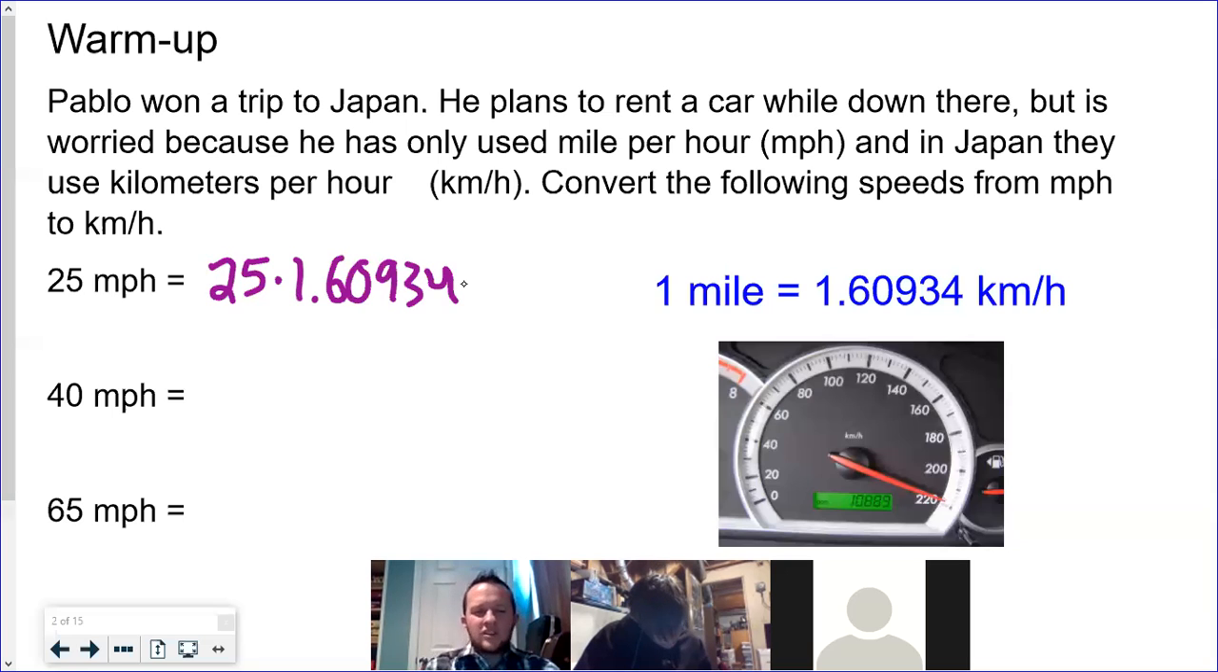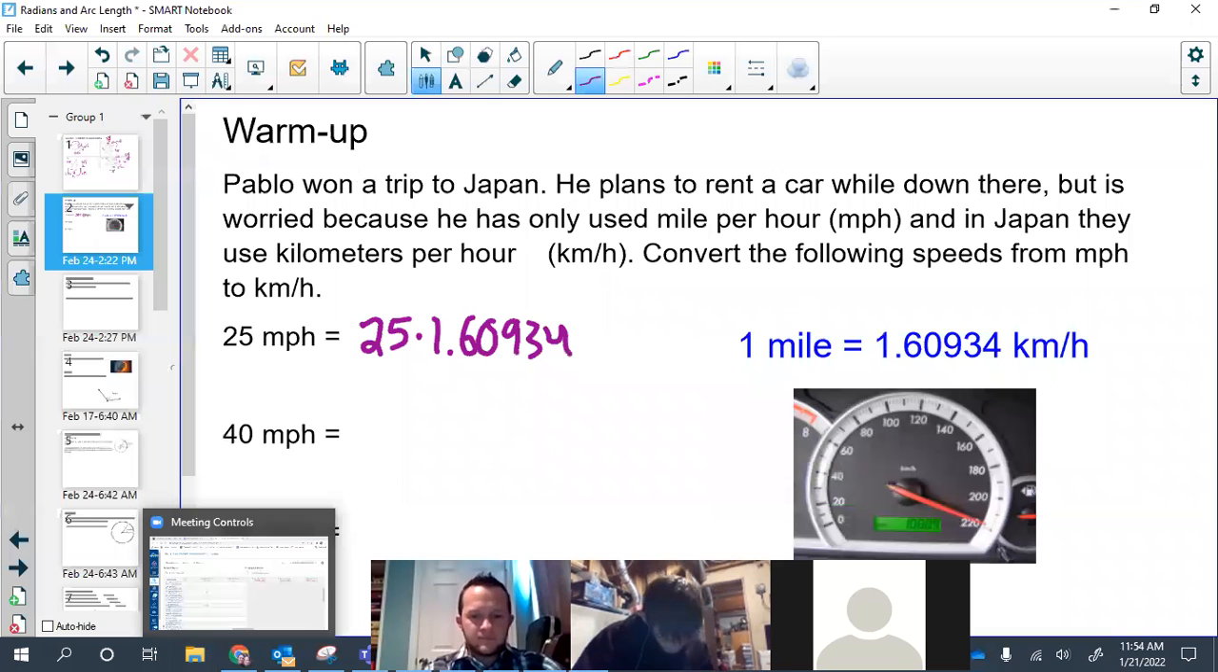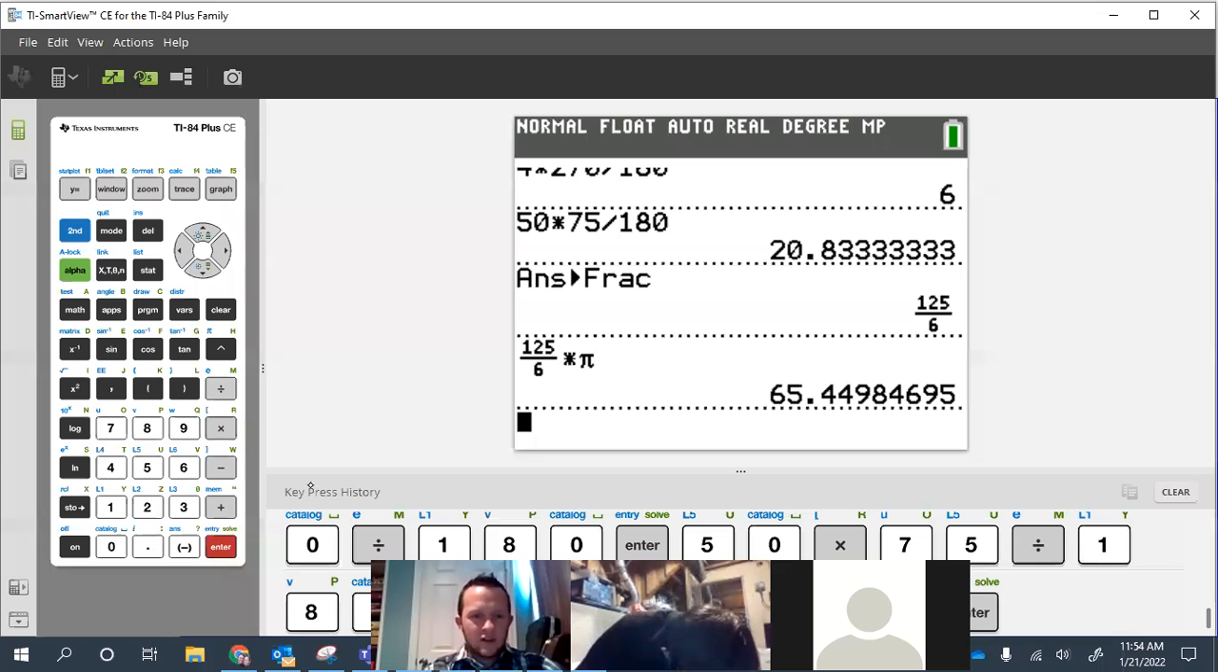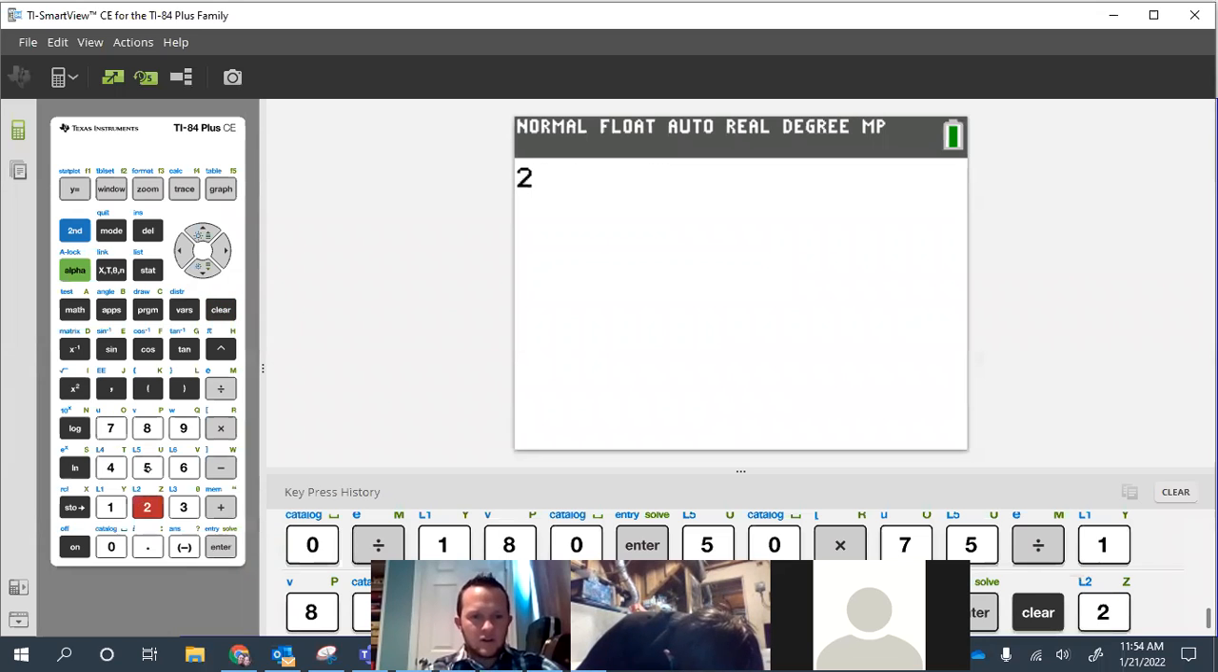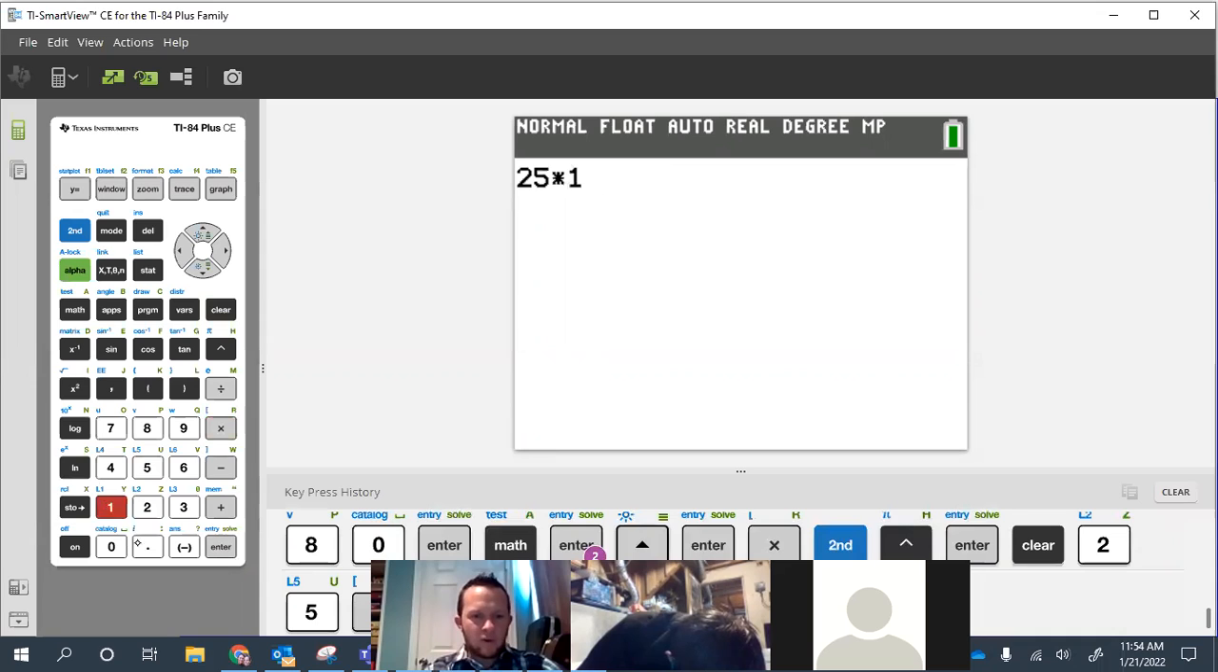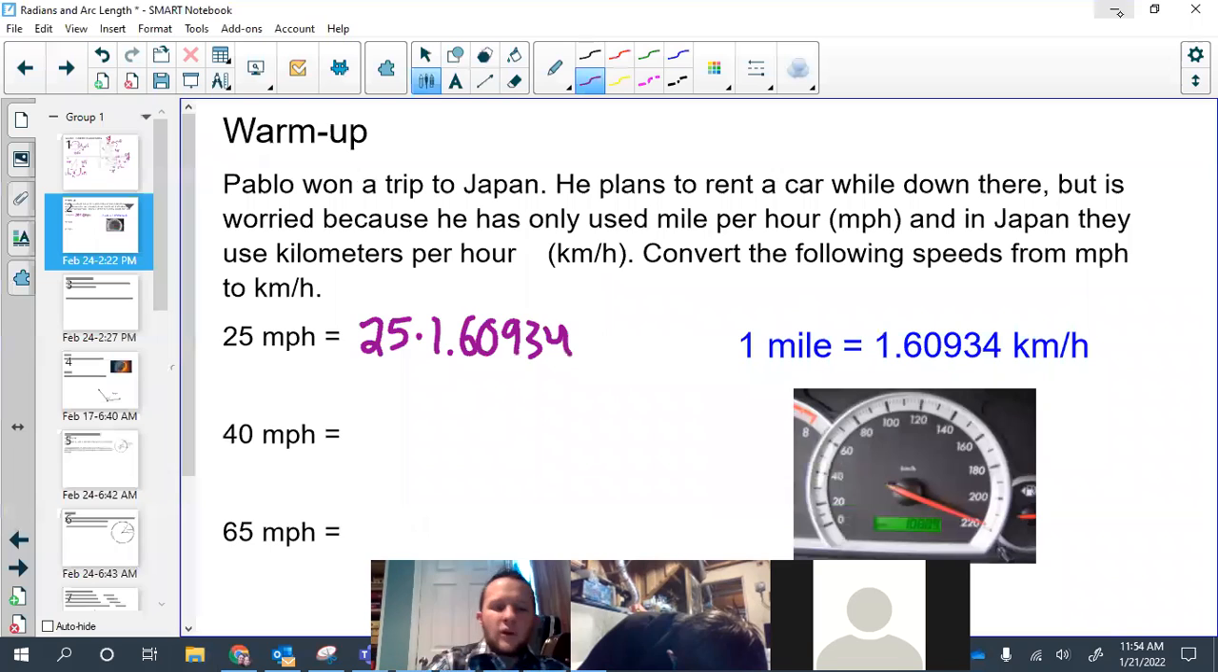So what I want to do is I'm going to take 25 and times it by 1.60934. Here's my calculator. And I hope I can remember that 1.60934, I believe is what it was. When I multiply that, I get 40.2. What that means is 25 miles per hour is the same as 40.2 kilometers per hour. The only difference is how they're measuring the speed. One is measuring miles per hour, one is kilometers per hour.